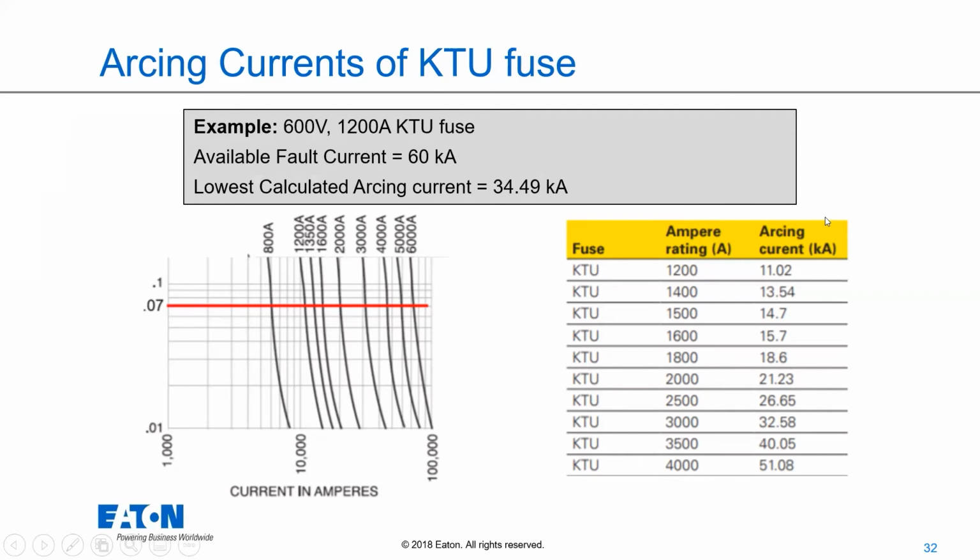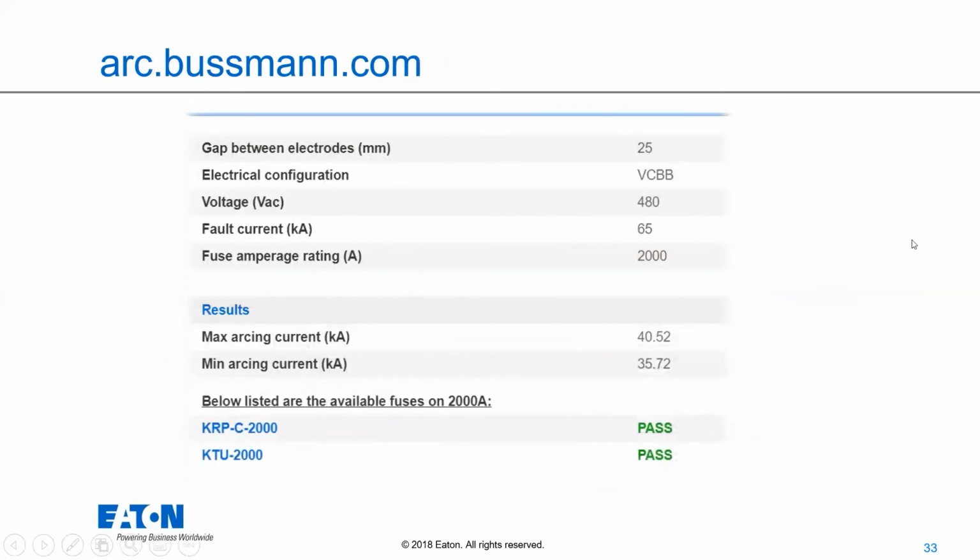So this is one method, right? This is sort of like the long way, the hard way, always good for us to know how to do this. But the other really great news is that Bussmann has an amazing online tool that will just immediately tell you if a Bussmann fuse passes or fails. So arc.bussmann.com, that's the address you need to know.